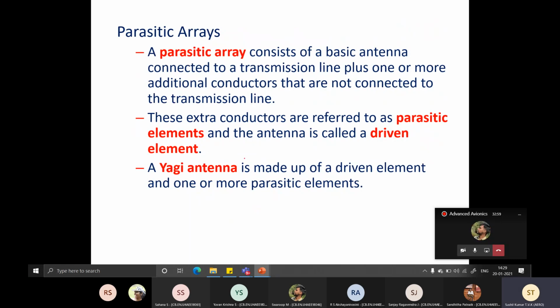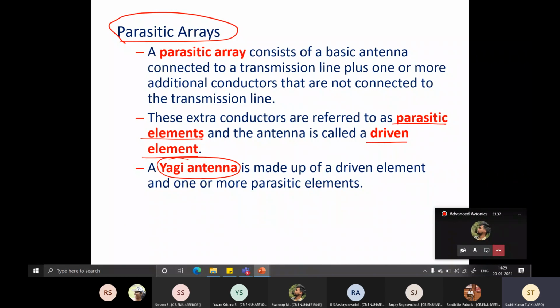When we talk about parasitic arrays, it's going to have more than one element. The one which is connected to the transmitter through the transmission line is called the driven element, and all other elements are called parasitic elements. And the most popular parasitic array is the Yagi antenna. Older generation aircraft all use this Yagi antenna. The radars, in fact, used Yagi antennas.